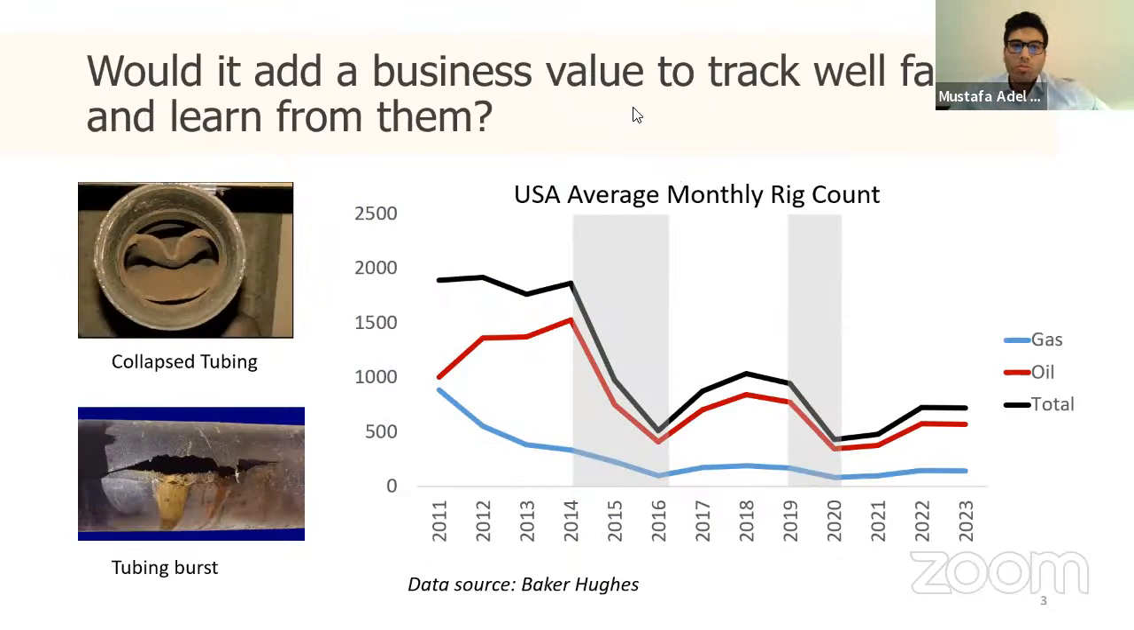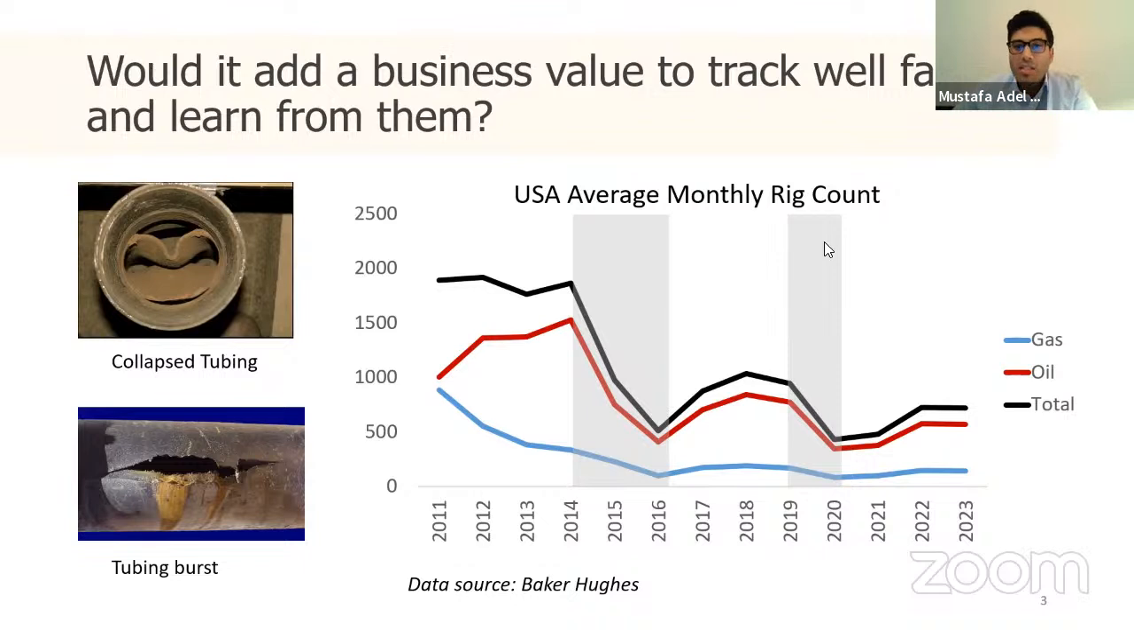Would it add value to the business to track well integrity failures? Yes. If we look at this chart that shows the number of rigs that are operating in the USA, it gives you an indication of the activities in the industry with oil price. When I plotted oil price with this chart, it's very correlated, but we look at the number of rigs only, the total number of rigs in black, and we have the number of rigs working in the oil in red, the number of rigs working in gas fields in blue.